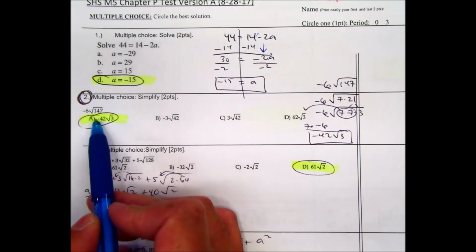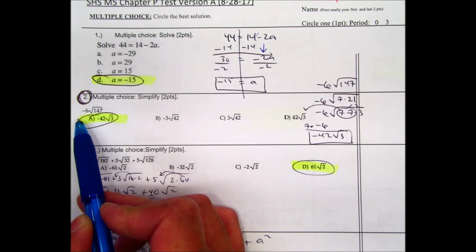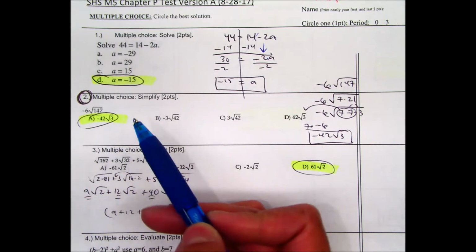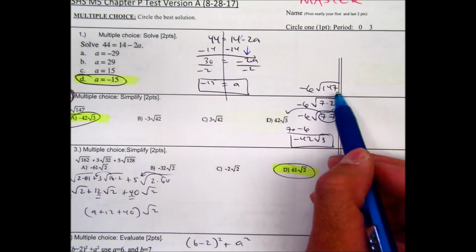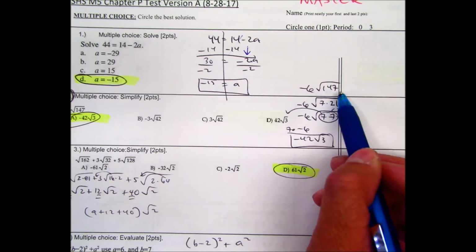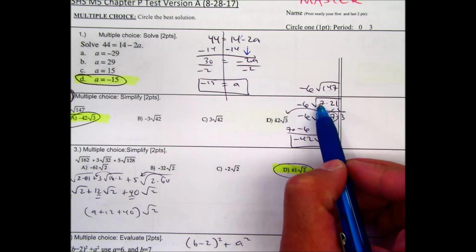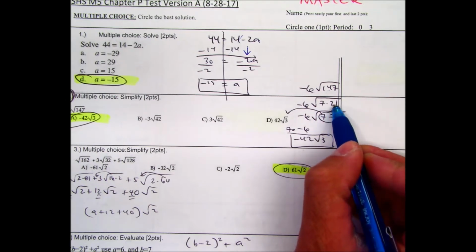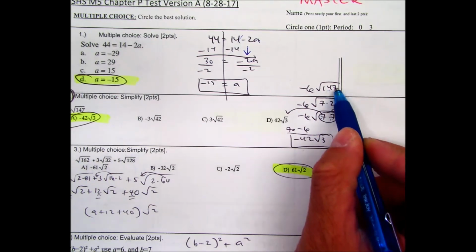Question number 2 asks you to simplify this radical, negative 6 times the square root of 147. To do that, 147 can be broken down. Recognize it's an odd number, so you might want to choose an odd factor. I see a 14 and a 7 there, so I'm going to pick a factor of 7. 7 goes into 147 21 times. 21 can be broken down into 7 times 3. So 7 times 7 times 3 equals 147.